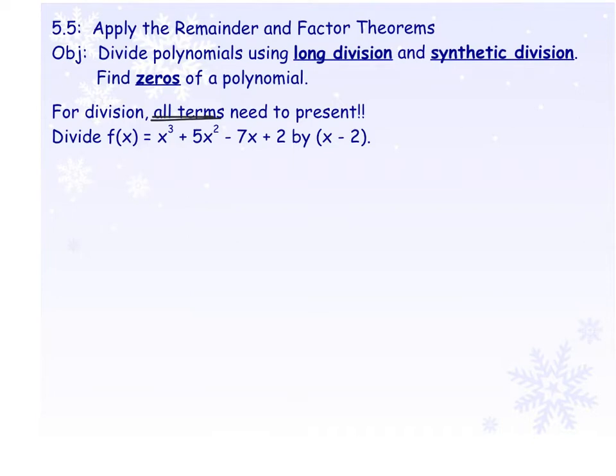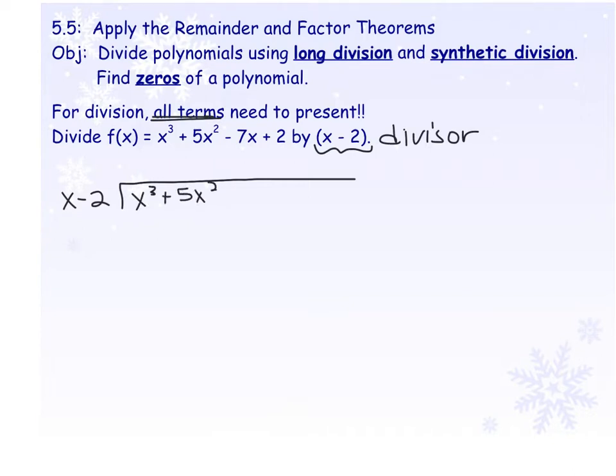Divide f of x equals x cubed plus 5x squared minus 7x plus 2 by x minus 2. What we're dividing by is called the divisor, and that goes on the outside of the dividing bar. We put x minus 2. We draw a really big dividing bar. Notice I've left some space up above. We're going to put some work there. And I'll put the original polynomial on the inside: x cubed plus 5x squared minus 7x plus 2. Notice all terms are represented from the degree of 3 down to the constant.